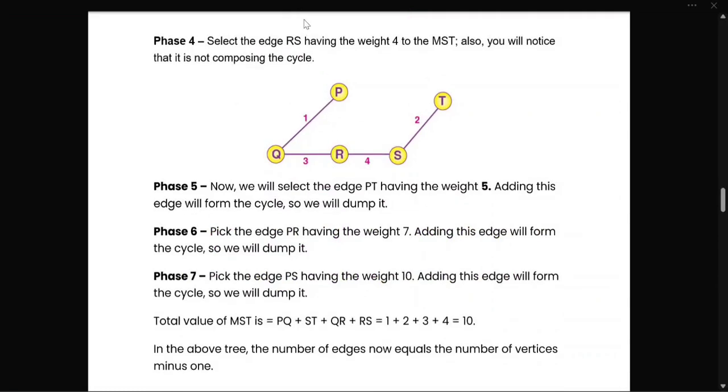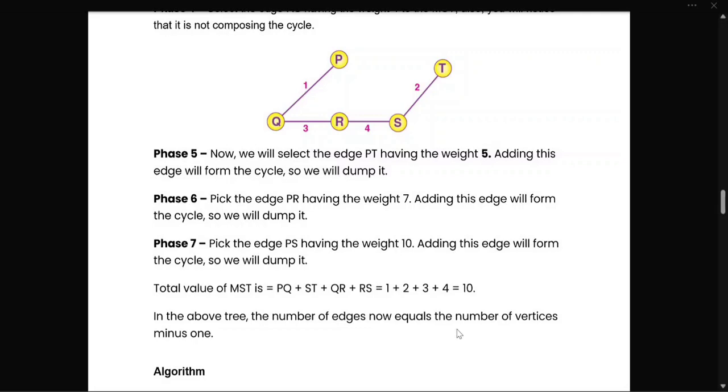So adding this edge also will form a cycle, so we will dump it. The total value of the minimum spanning tree is, we will add all the weights, that is PQ plus ST plus QR plus RS, that is equal to 10. In the above tree, the number of edges now equals the number of vertices minus 1. Okay. In this way, we will find the minimum cost spanning tree using Kruskal's algorithm.